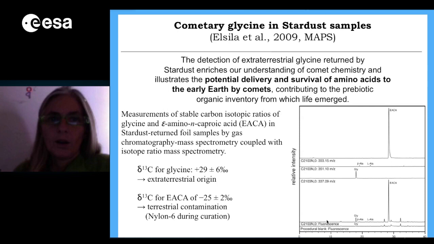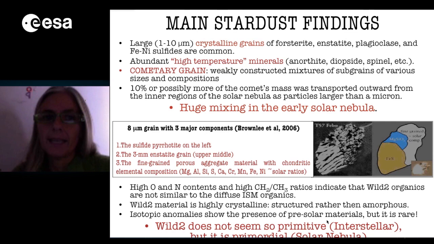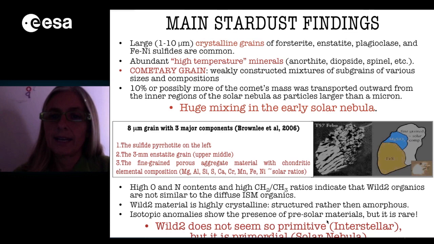And then summarizing the main Stardust findings till now, we can say that large, from 1 to 10 micron crystalline grains of olivine, pyroxene, plagioclase, and iron nickel sulfides are common. Abundant high temperature minerals, anorthite, diopside, spinel, etc., are present. Cometary grains are weakly constructed mixtures of subgrains of various sizes and compositions. And 10% or possibly more of the comet mass was transported somehow outward from the inner region to the edge of the solar nebula as particles larger than a micron.